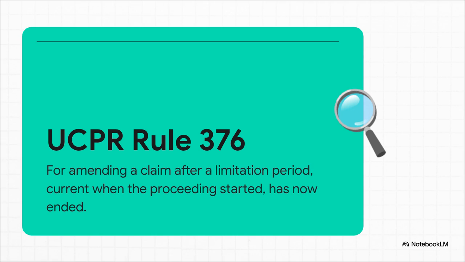Now, the trigger for this rule is super specific, and you need to know it. UCPR Rule 376, Subrule 1, says it only kicks in when a limitation period that was perfectly fine when you started the case has now expired. It's exclusively for this out-of-time situation.